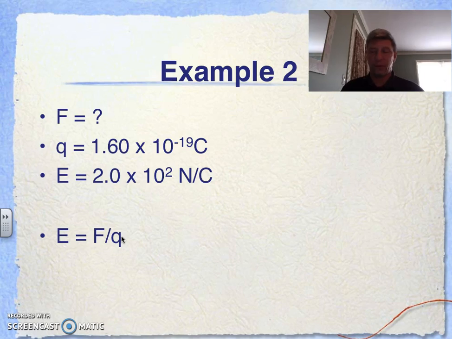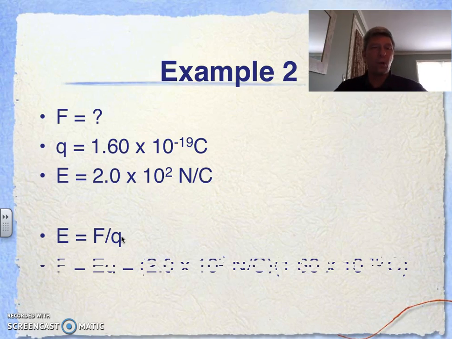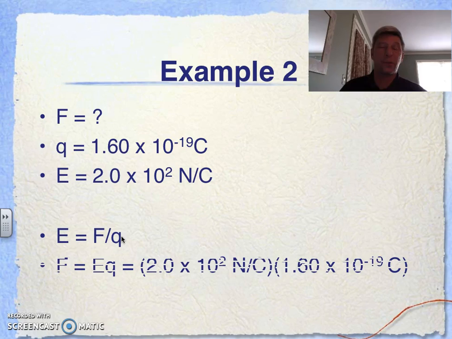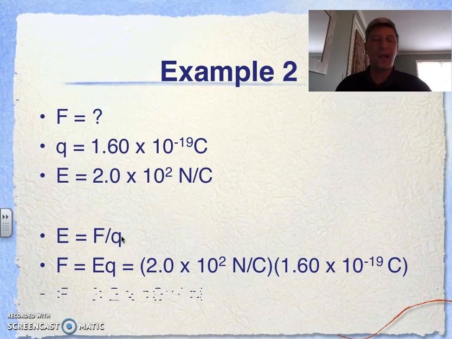We're solving for force. So I rearranged this equation algebraically. F equals E times Q. Therefore, 2.20 times 10 to the 2nd newtons per coulomb times negative, remember I made a mistake there, negative 1.60 times 10 to the negative 19th coulombs, and I get a force of negative, and I think I made the same mistake here, negative 3.2 times 10 to the negative 17th newtons.